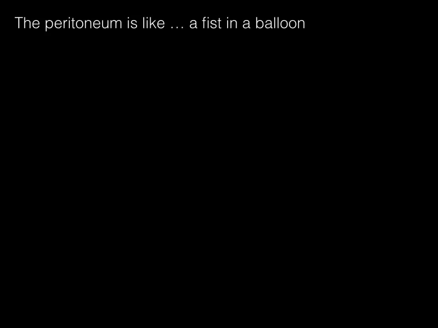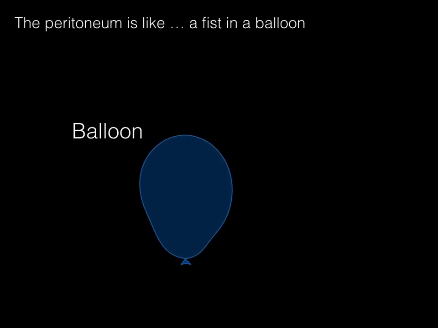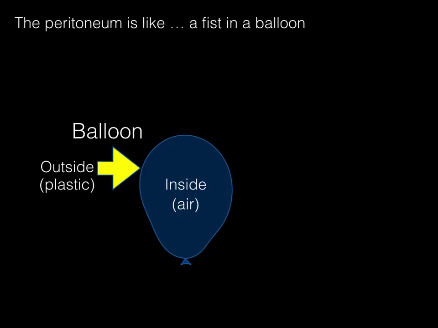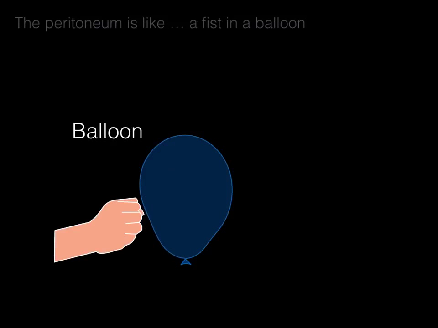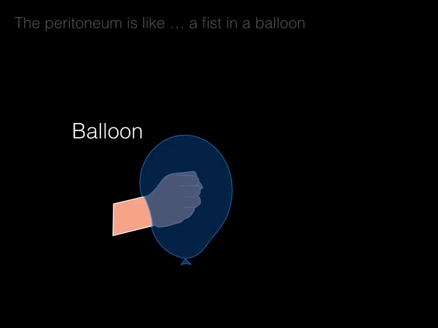Well, the peritoneum is like a fist in a balloon. So there's a balloon, and inside the balloon is air. And outside the balloon, or lining the balloon, is plastic. And there's a fist. Now watch. Shing, shing, shing. I'm going to ask a question. Is the fist in the balloon? And the answer is no.